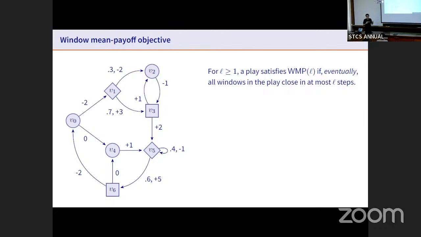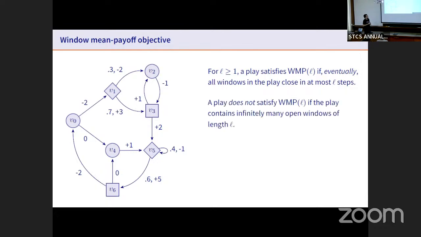So what would be the negation of this? So when would player 2 win? So player 2 would win if the play contains infinitely many open windows of length L. So this way you will have no finite prefix that you can delete and just see all windows of length L.